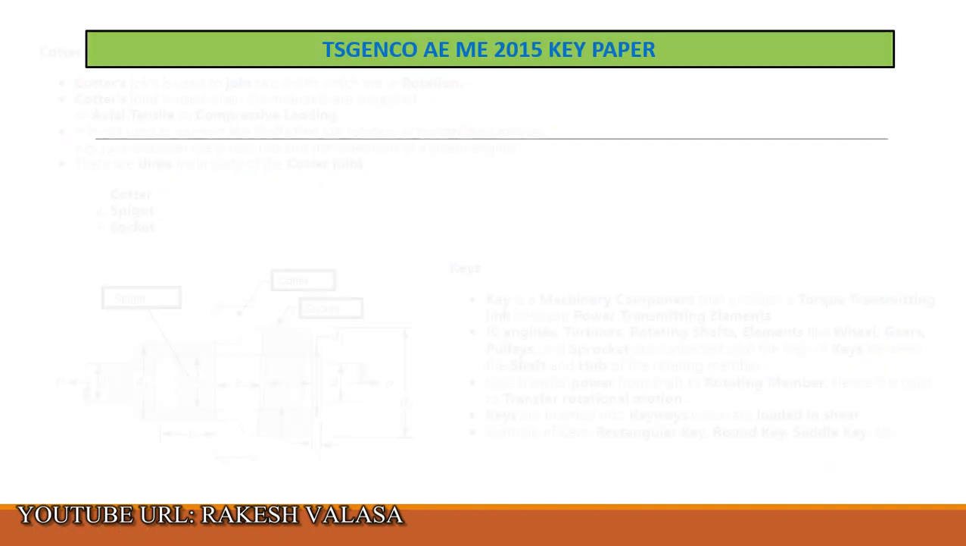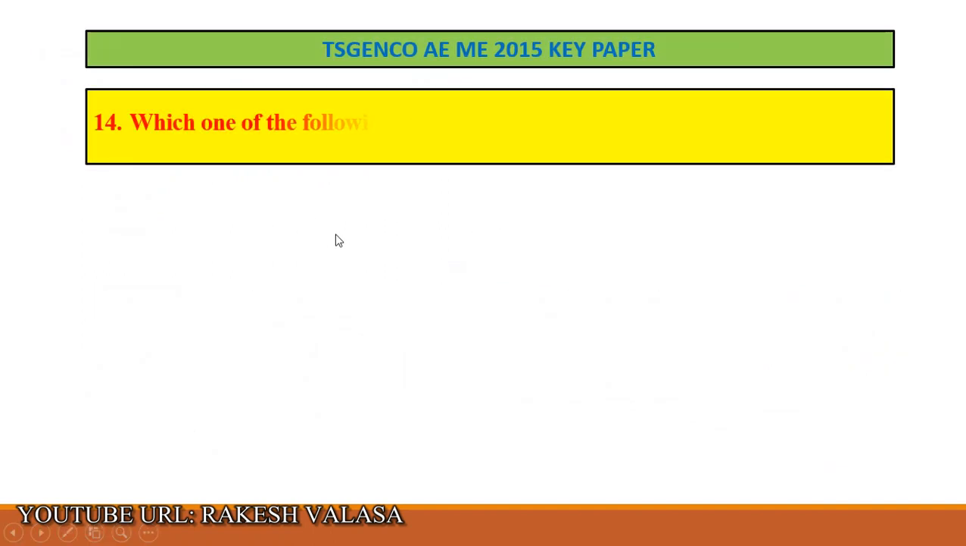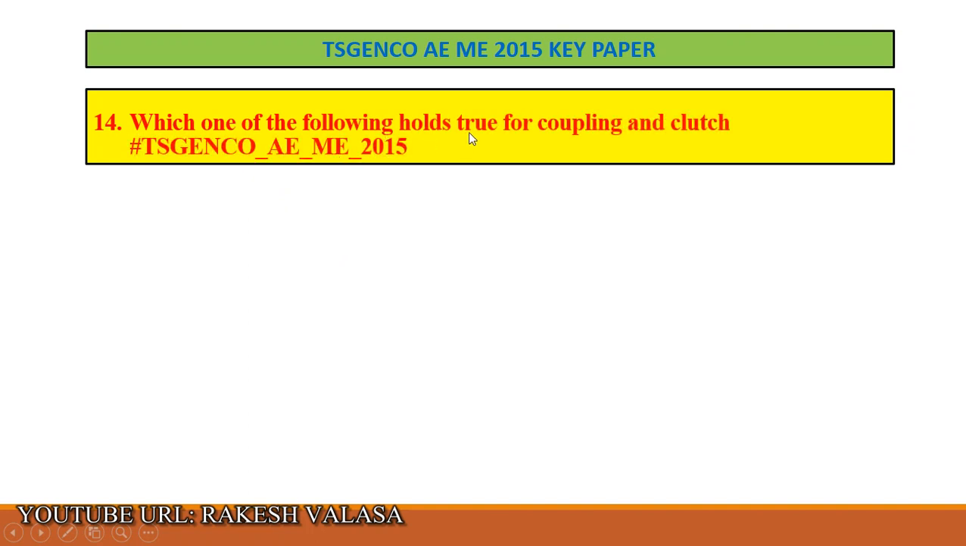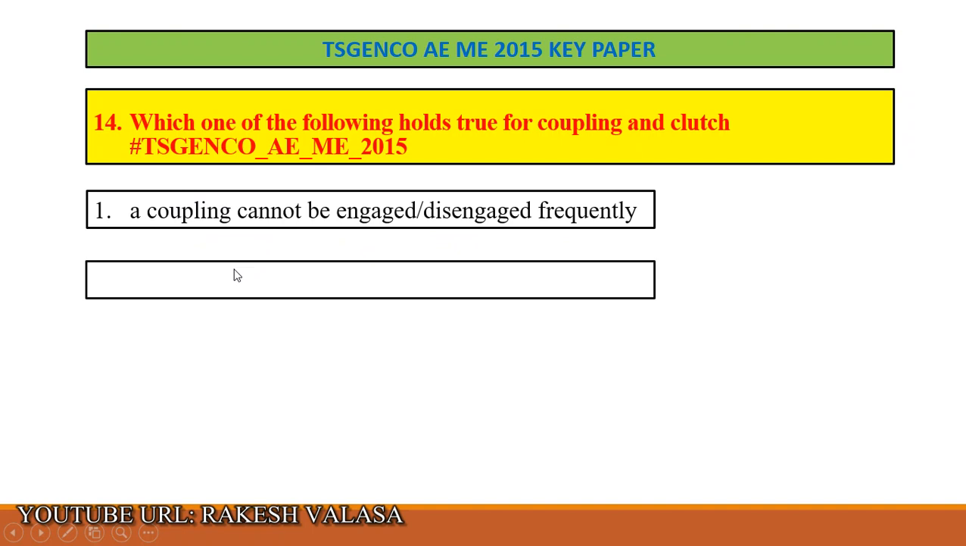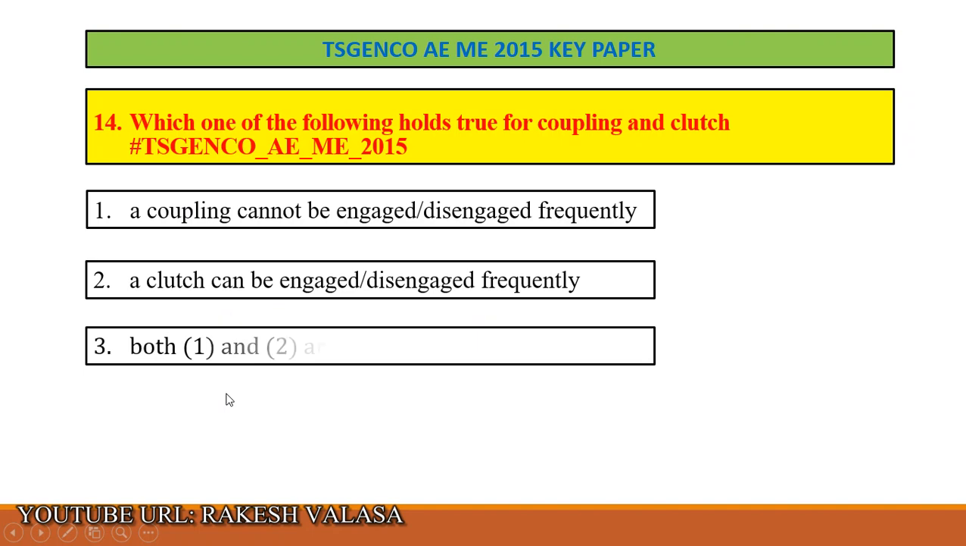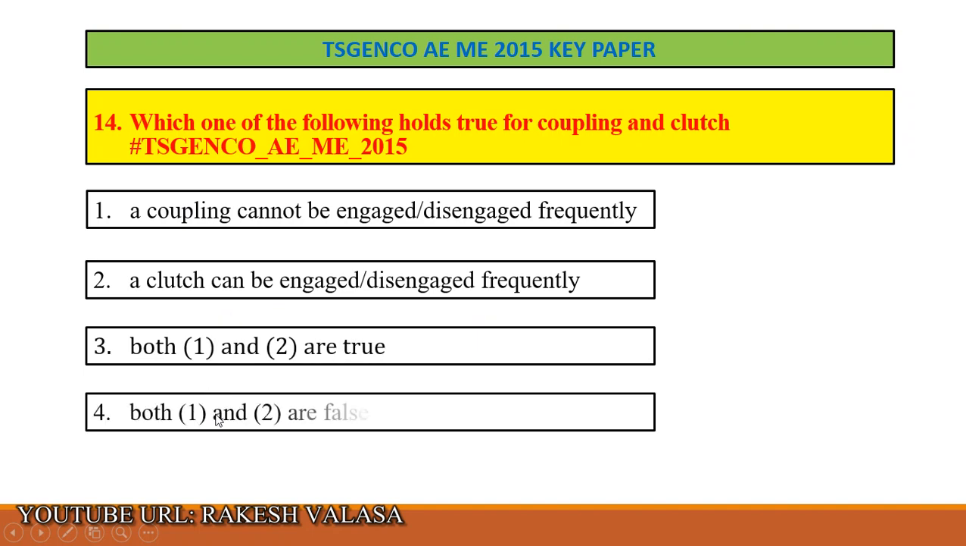Next question. Question number 14. Which one of the following holds true for coupling and clutch? Option 1. A coupling cannot be engaged or disengaged frequently. Option 2. A clutch can be engaged or disengaged frequently. Option 3. Both 1 and 2 are true. Option D. Both 1 and 2 are false.